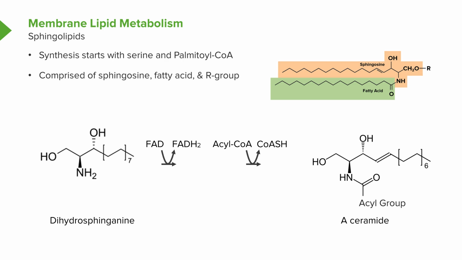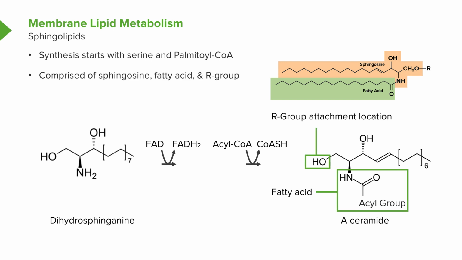Now, a ceramide is a building backbone for a sphingolipid, just like phosphatidic acid was a building backbone for a glycerophospholipid. The R that you can see on the ceramide at the bottom is the R that's in the upper portion of the figure on the screen. Now, the R group attachment point is where the differentiating components of the sphingolipid will exist.